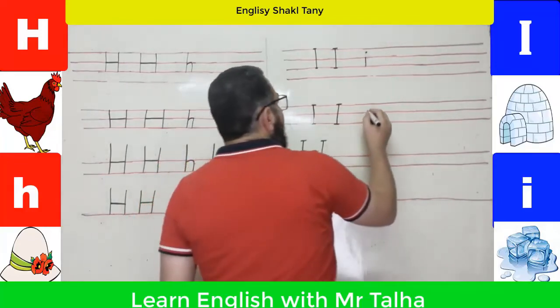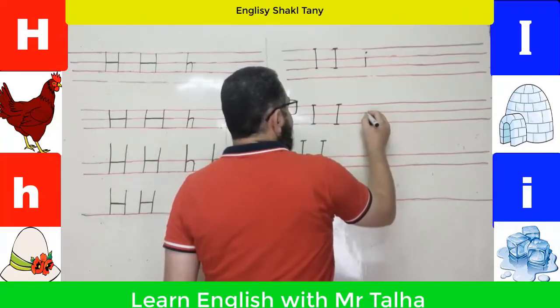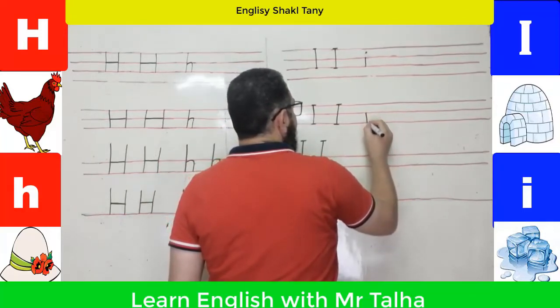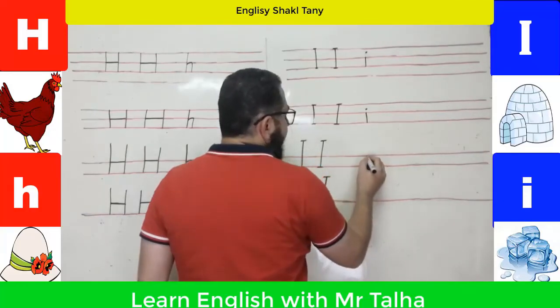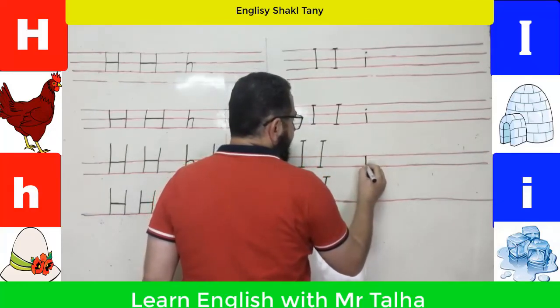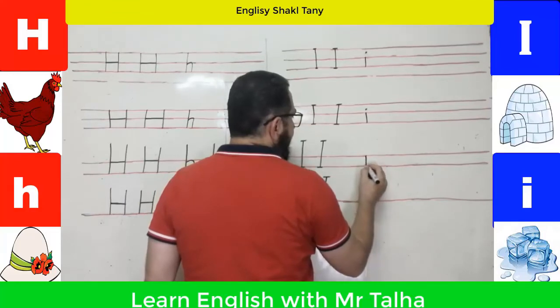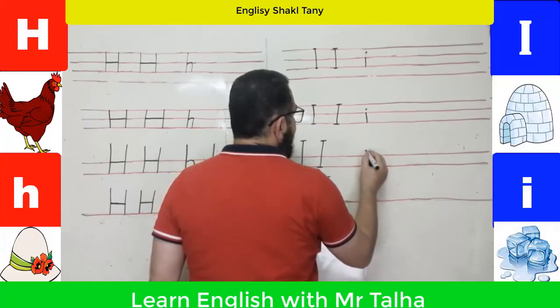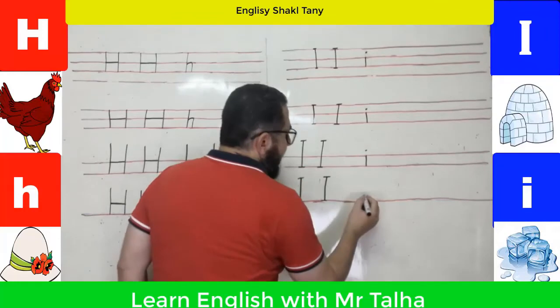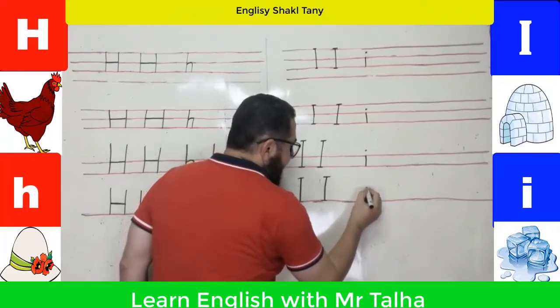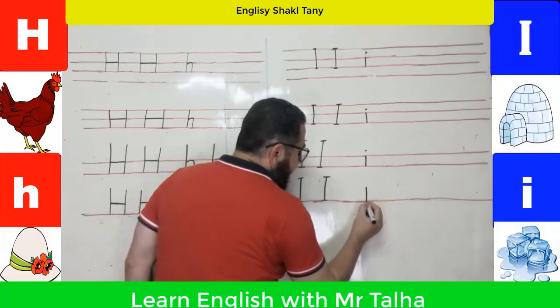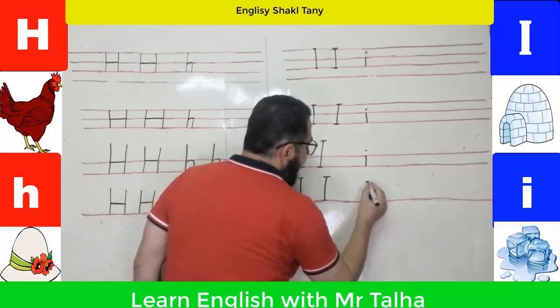Again, I'll start at the second line, go to the third line, and a dot here. Again, here between the two lines, straight between the two lines, and put a dot here like that. Here, it will be on the line. So, I'll make a straight line like that, then put a dot like that.